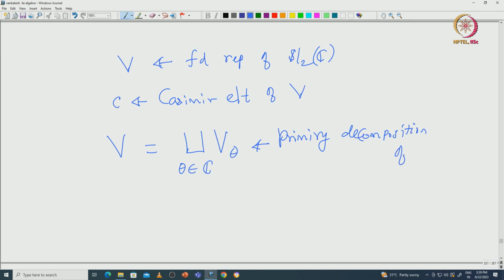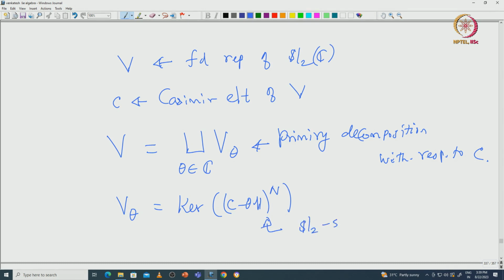With respect to C. So, then we saw that this V theta, what is the definition of this? This is the kernel of C minus theta times identity to the power n. Let me call it n. So, we know that this V theta is going to be again an sl2 submodule.